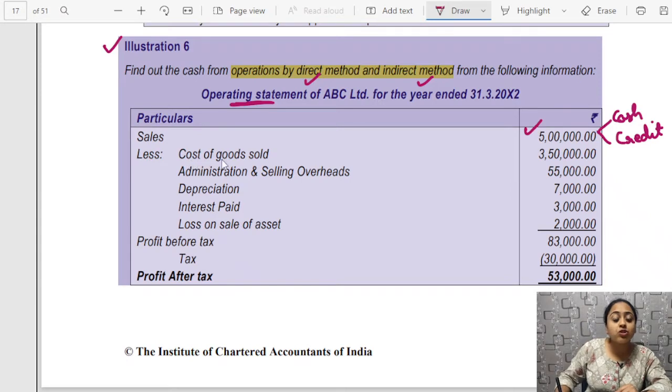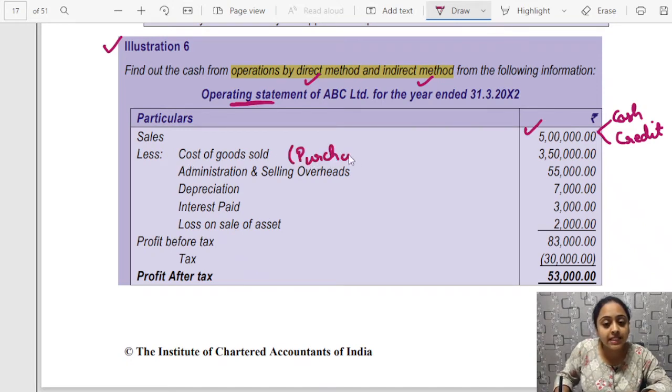Now comes cost of goods sold. This is all on an accrual basis. Okay, these are recorded as and when done. They are not considered with the actual cash impact. So you will be considering the purchases.